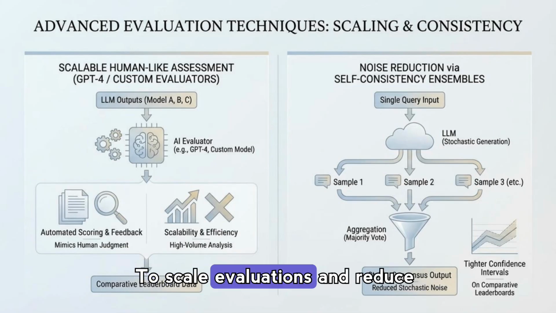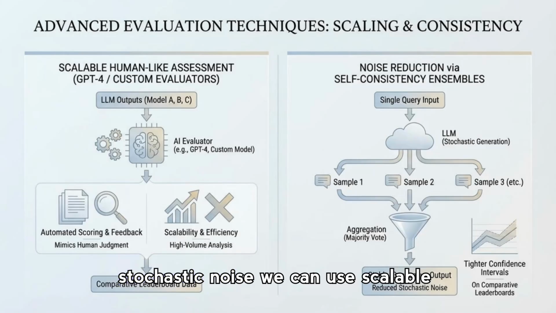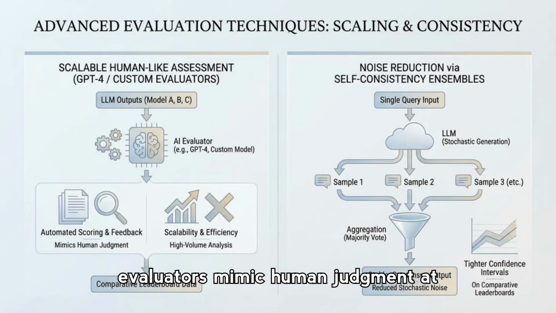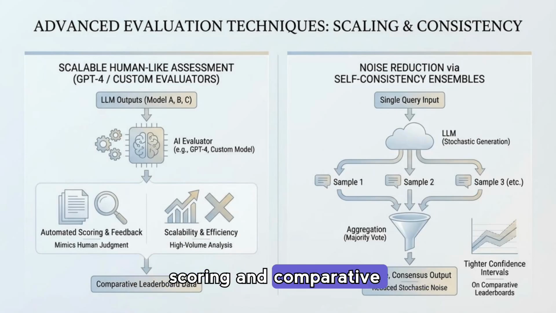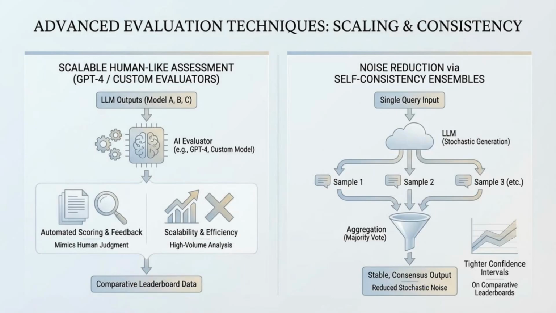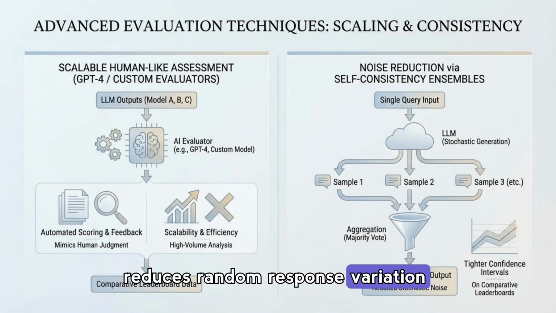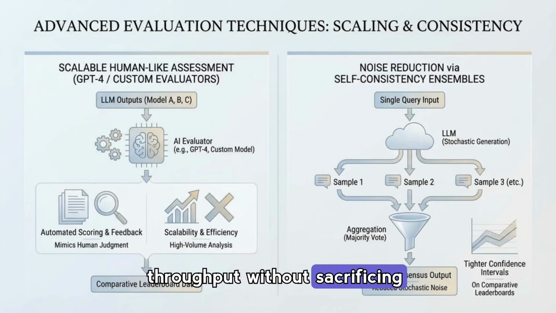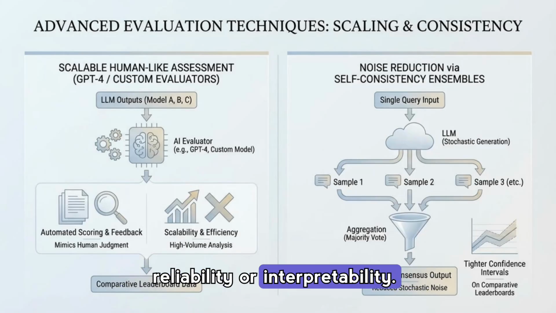To scale evaluations and reduce stochastic noise, we can use scalable human-like assessors and self-consistency ensembles. AI evaluators mimic human judgment at high volume, providing automated scoring and comparative leaderboards, while ensemble sampling with majority aggregation reduces random response variation and tightens confidence intervals. Together, these techniques increase throughput without sacrificing reliability or interpretability.